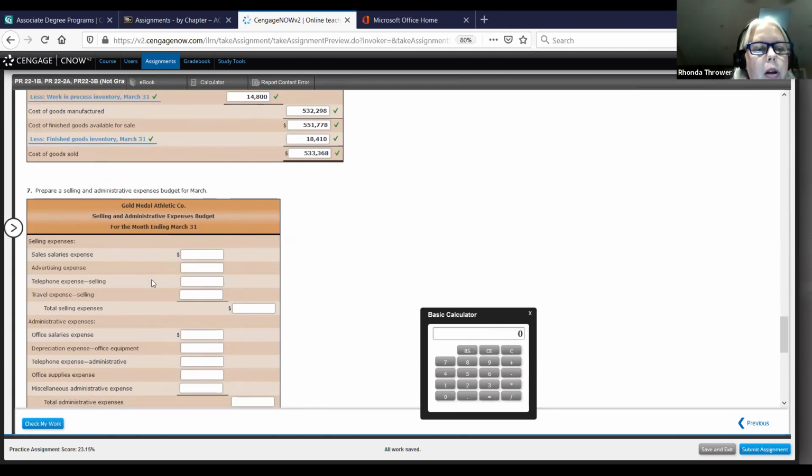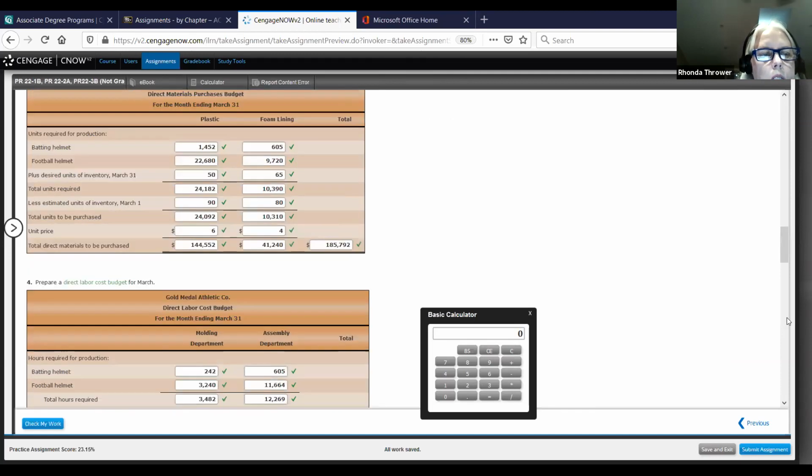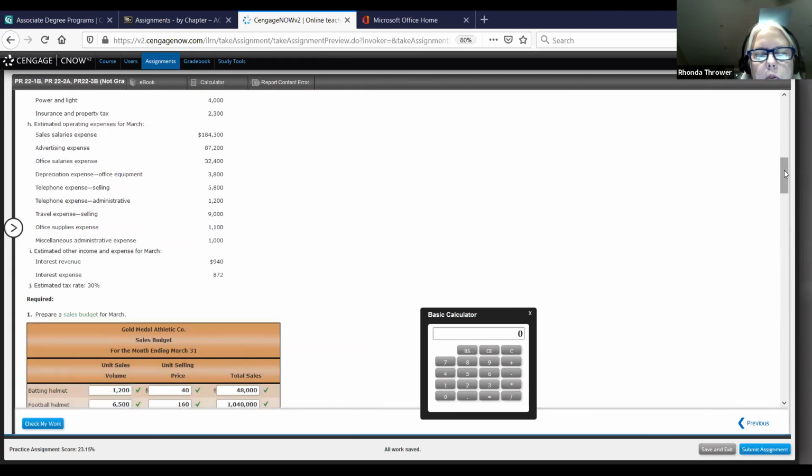On the selling and administrative expenses budget, you're just going to copy in your selling expenses. They're giving you a list of your selling expenses and a list of your administrative expenses, and the total of your selling and your administrative expenses will be the total of your operating expenses. So all of these amounts are given. So we're just going to go to the top, and we're going to look for our selling expenses, sales salary expense first. The sales salary expense is $184,300.